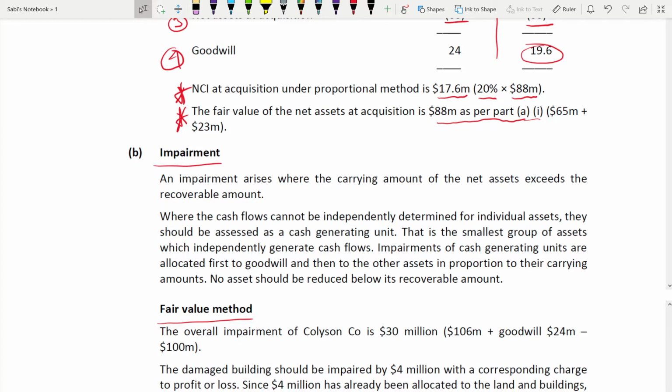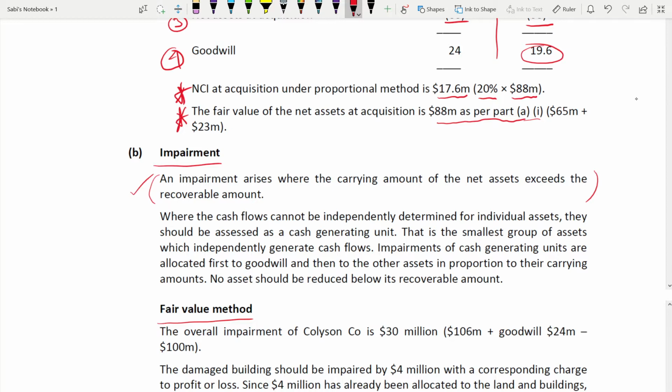An impairment arises where the carrying amount of the net asset exceeds the recoverable amount. This has to be written. Let me put it in brackets. This has to be there. You need to write this. This is your first statement when impairment comes, because your carrying amount of net assets exceeds the recoverable amount.